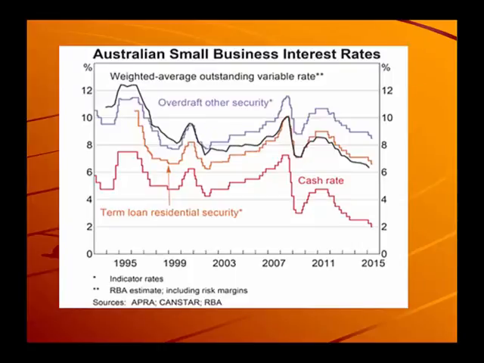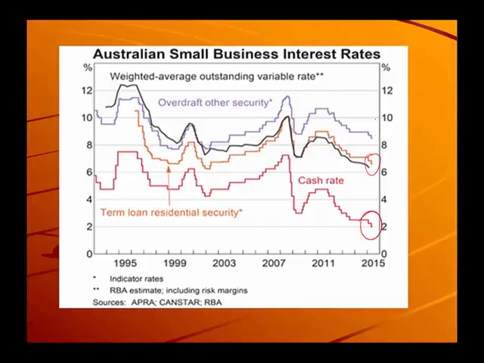So you can see how the other interest rates follow clearly the cash rate. There's the cash rate, and then you've got the term loan, residential security, and small business loans. These are loans to Australian small businesses, and they're following in that direction.